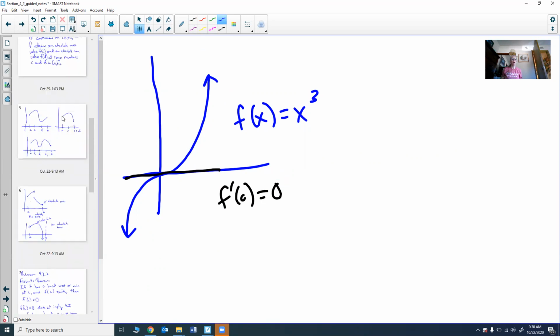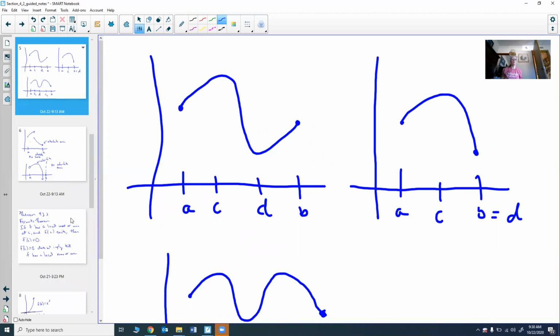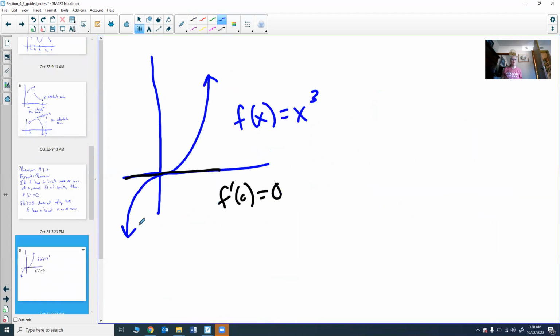To show you kind of what this means, let's go back to these pictures here. This one here is a local, it's actually an absolute, but it's also a local max here. Notice the derivative would be 0 there. It's the local min. Notice the derivative would be 0 there. So that's just what it's saying. But this is just telling you, hey, just because it is 0 doesn't mean it's a local max or min. So this is an example of that.